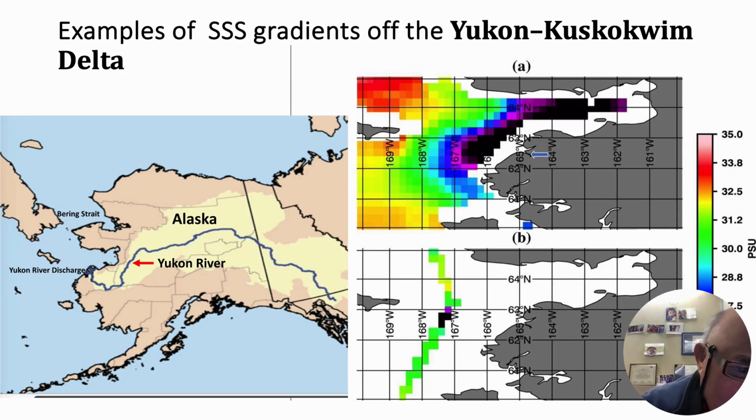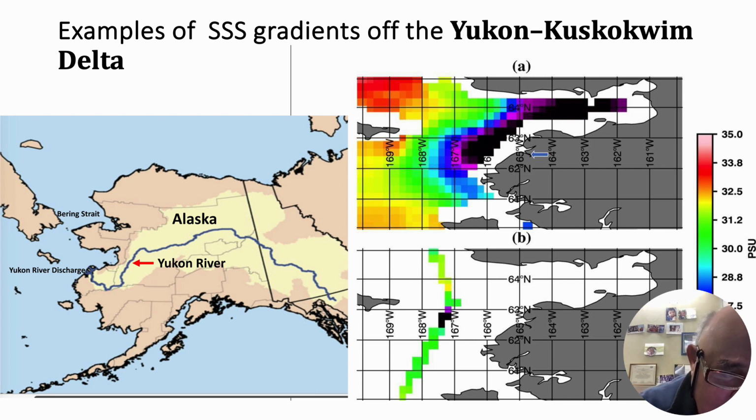I just wanted to again show you, as I mentioned, some examples from the Arctic. This is off the Yukon Delta. The left-hand panel shows you the geography of the region associated with the Yukon and the discharge from Alaska into the Bering Straits and the Bering Sea area also. And the right-hand panel, the upper one, shows you from the SMAP satellite, the sea surface salinity. And you'll notice again the large freshening event associated with the discharge of the Yukon River.